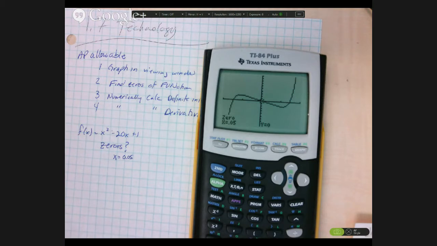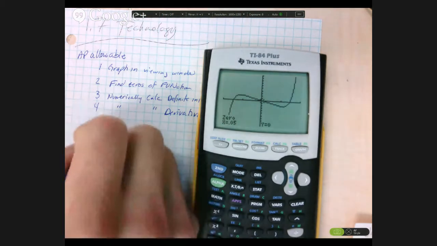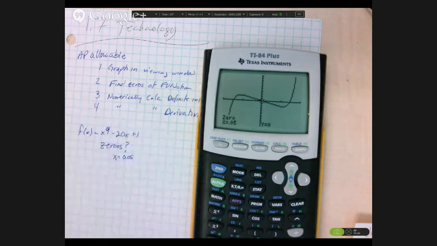Oh, you have the wrong function in. What did you write? X to the 9th minus 20x plus 1. Why did you put X to the second? I wrote it wrong. I had X to the 9th at first, but I thought it was wrong.